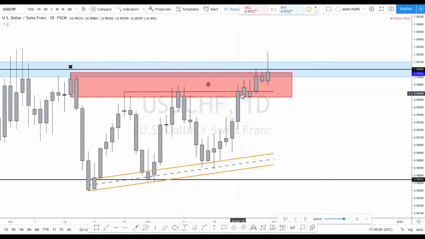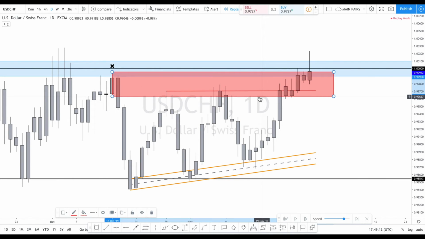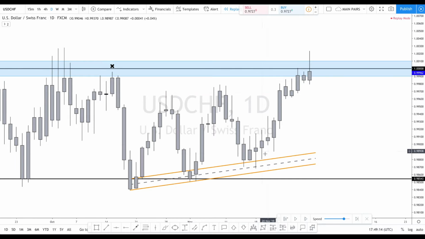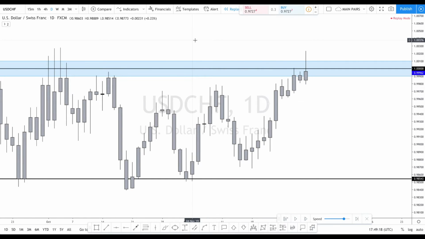So the buyers are pushing through it. So we've already gone through this whole supply zone. So for me, this supply zone's finished now. We're looking at a completely different setup. We're looking at now stop hunt, can price close above 1.0. It's a completely different ball game now.